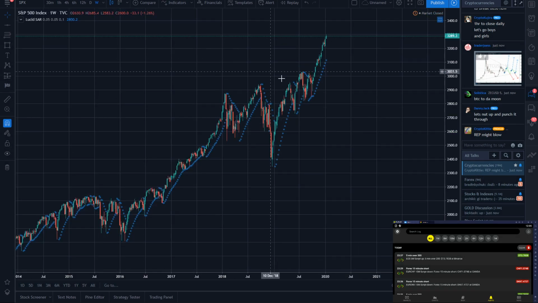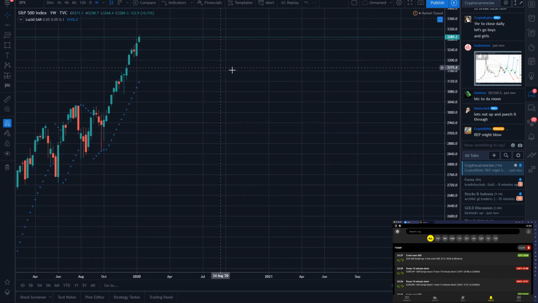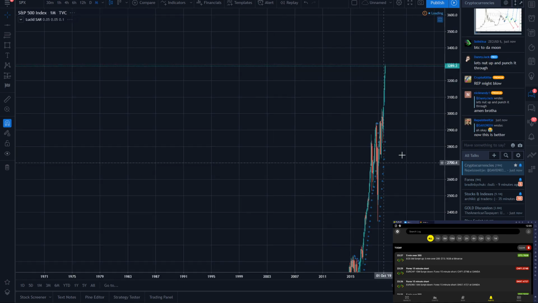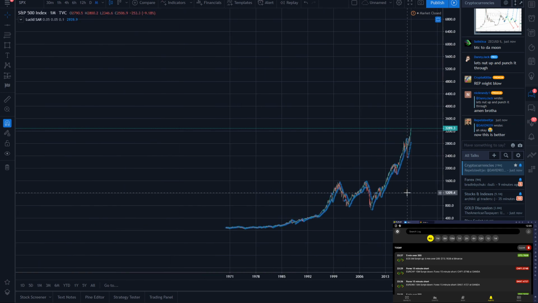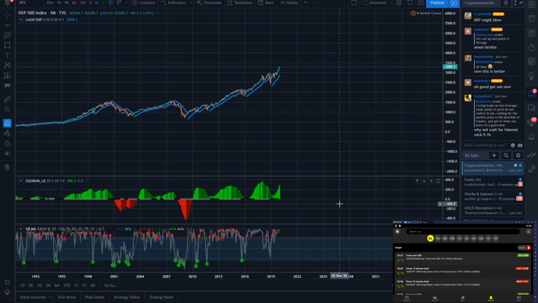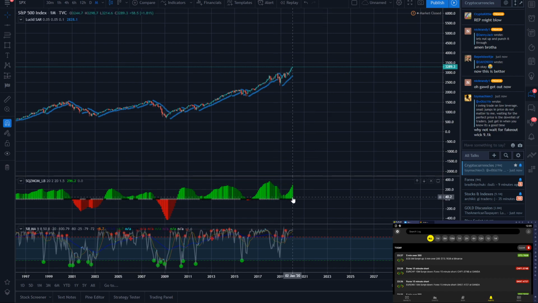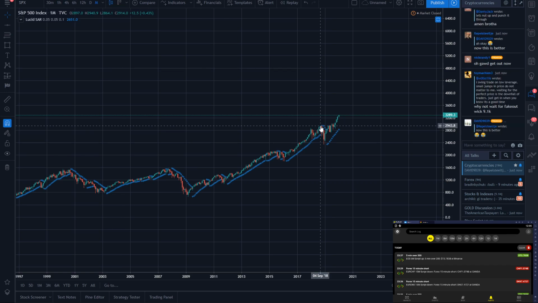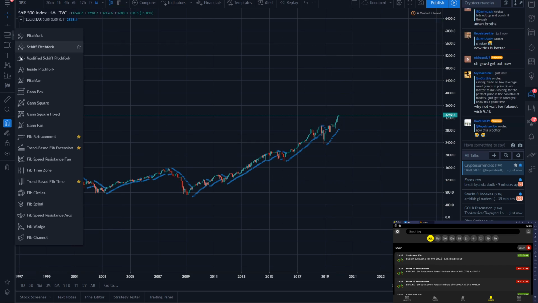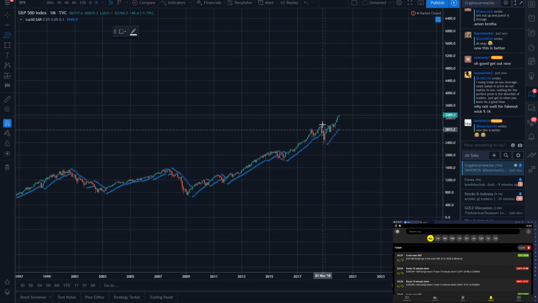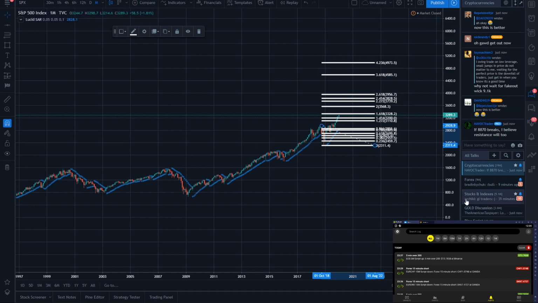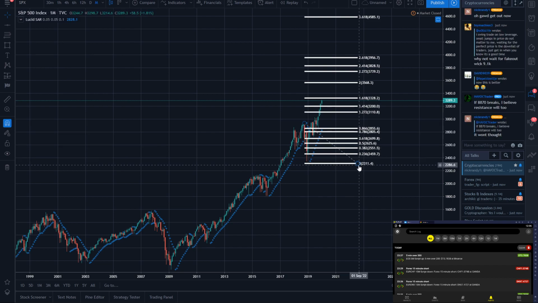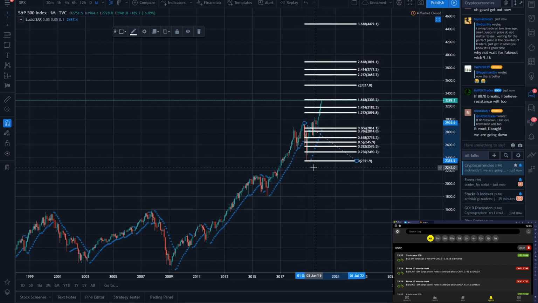So yeah, look at this. This is going on a parabolic rise. Let's see where probably it's going. S&P, if you ask me, this was the previous support. So let's see Fibonacci retracement tool. So currently it's testing the 1.618 from this high to this low.